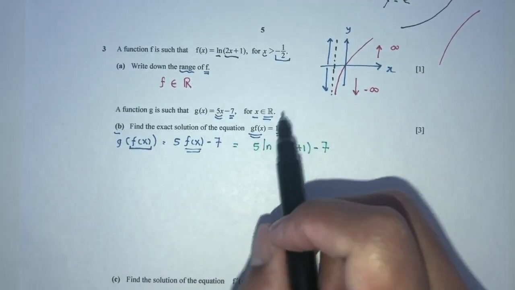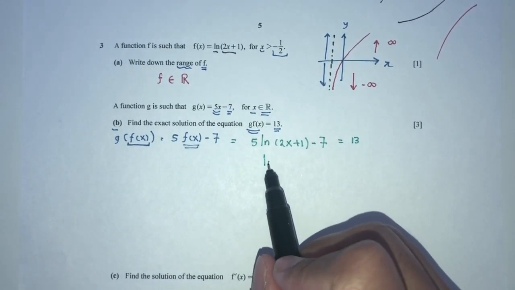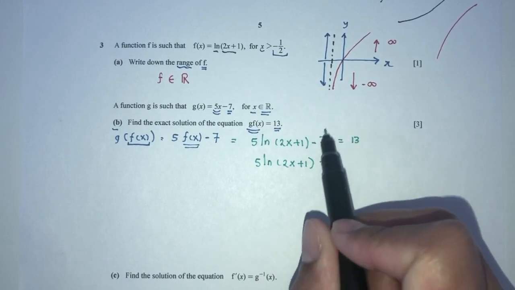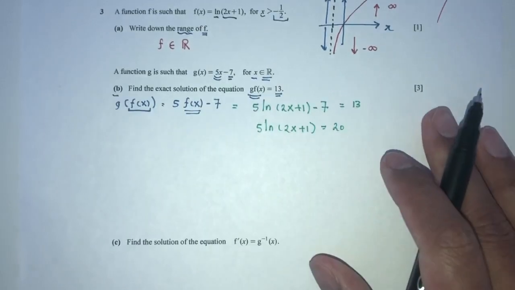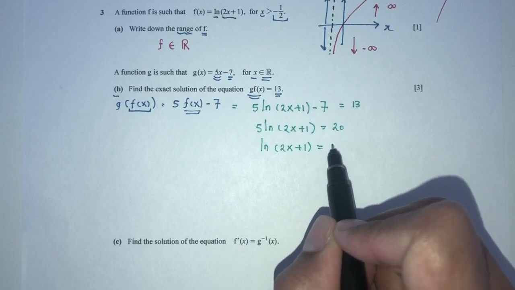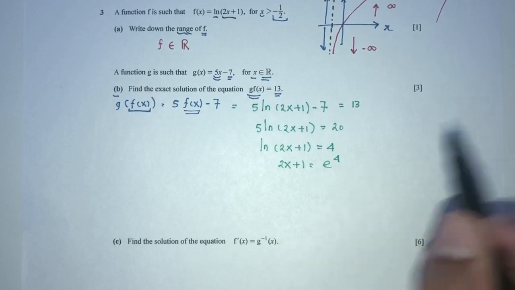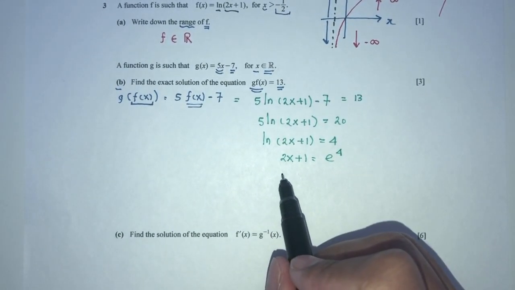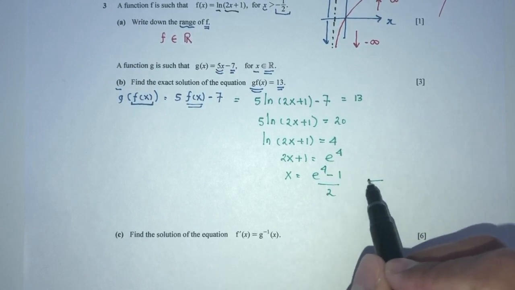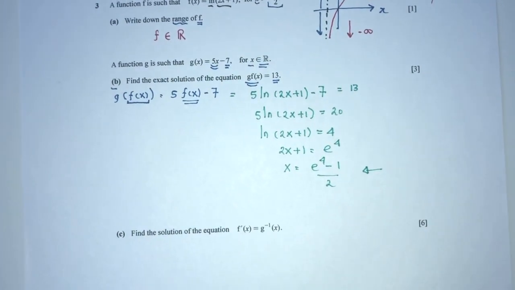Now we just have to solve the equation, so we equate that to 13. Let's see what happens. First thing first, we have to send all the constants to one side. You will have the same thing over here. 7 plus 13, that should be 20. Finally, divide by 5 on both sides. 5 will go away, and here you will have the value of 4. So 2x plus 1 has to be exponential 4. Now, obviously, x will be what? Exponential 4 minus 1, divided by 2. Then this will be your exact solution, which is x equal to this. That will be part B of your question.